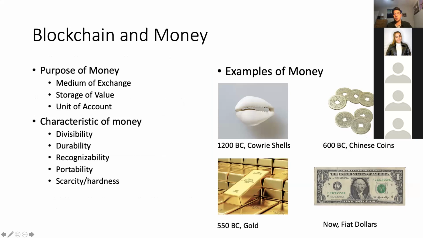So, blockchain and money. There are three purposes of money. One is medium of exchange. Let's say, Jacob, I want a coffee from you, I pay you $3. That's a medium of exchange. There's storage of value. I want to store money in my bank account, or in the form of gold. I want my money to be valuable 10 years, 100 years, 1,000 years down the line. The third is unit of account, which is accounting for how much each thing is worth, having a basis to regulate price. That's the three purposes of money.